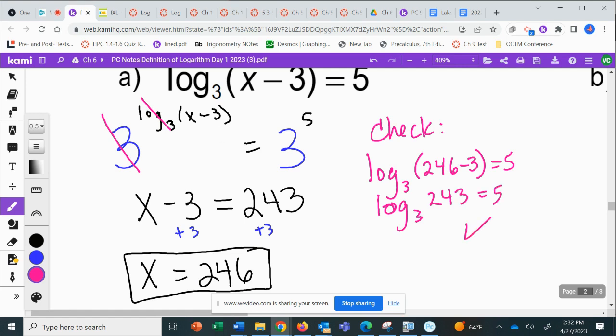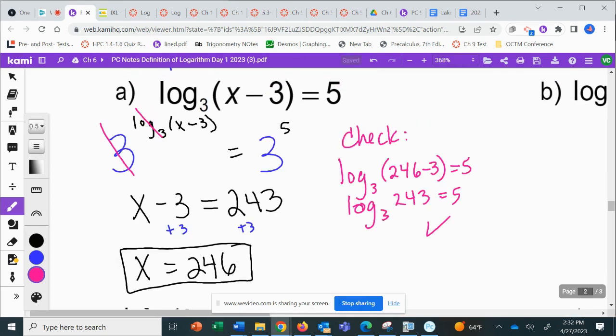So when the parentheses x minus 3, when everything else goes, that's why it comes down with the parentheses, since the 3 and the log 3 canceled out. When these cancel out, it comes down as x minus 3.